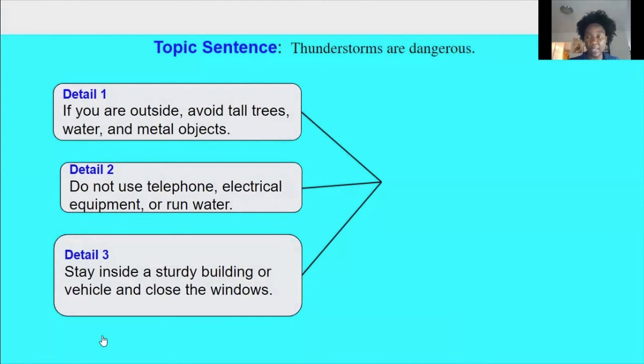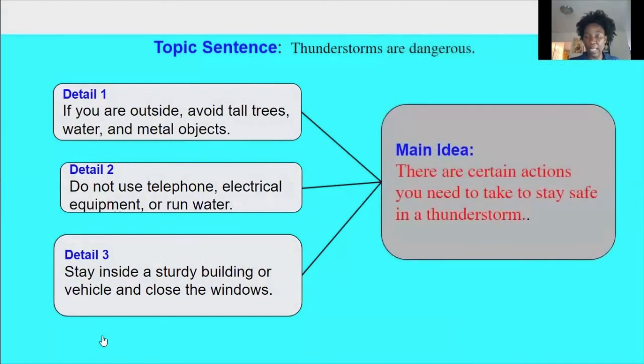When we summarize these details, boys and girls, we see where the author wants us to know what to do in order to be safe during a thunderstorm. So we make an inference that our main idea is there are certain actions that you need to take to be safe in a thunderstorm. Clarify your notes if you need to.